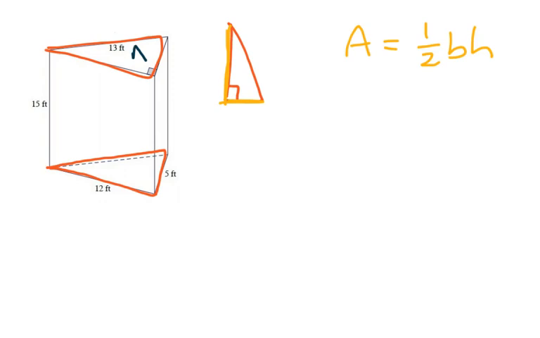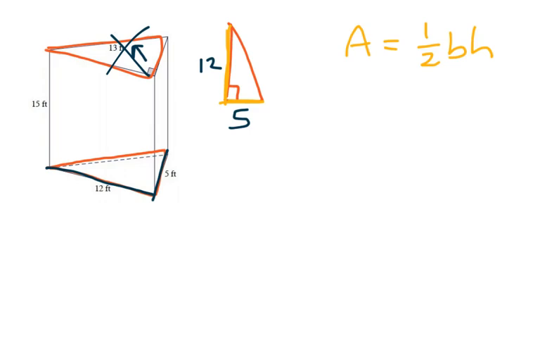Now the 13 is across from the 90-degree angle. So that's nice, but it doesn't actually help us right now. What helps us is the 12 and the 5. So I actually don't even need the 13 for this part. All I need is the base and the height, and I have those.